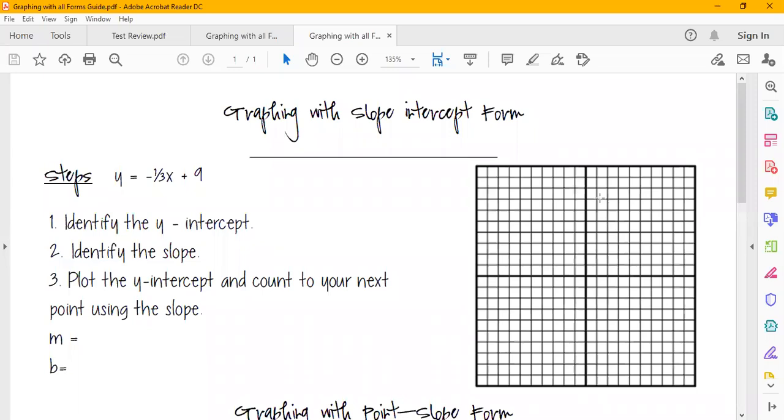Okay, so this is a quick guide on how to graph given our different types of equations. I'm going to go over each type of equation and how to graph from that equation. We're going to start with graphing in slope-intercept form.